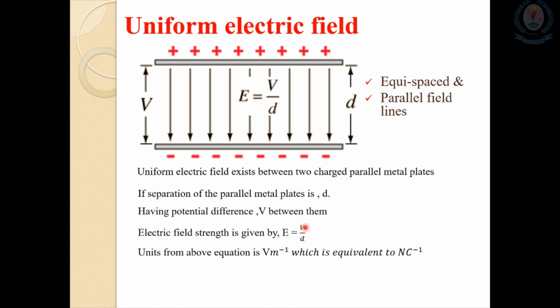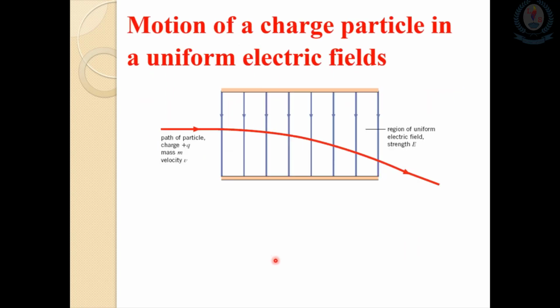When it comes to V over d, you have to understand that V is the potential difference, with unit volt, and the separation d has unit meters. So here you will come across another unit for electric field strength, other than N C^-1, newton per coulomb: volt per meter. Let's now consider the motion of a charged particle in a uniform electric field.